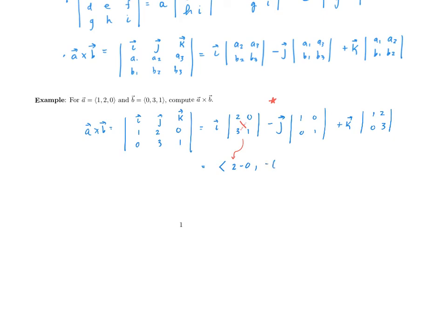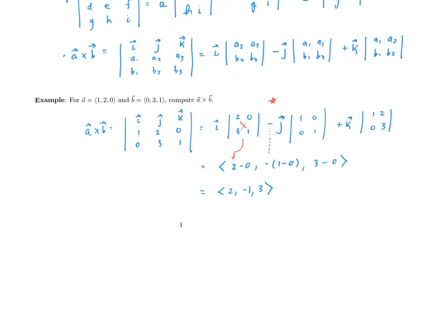In the middle component, we're going to have minus the quantity 1 minus 0, the minus sign coming from that minus in front of the J. And our third component from the K is going to be 3 minus 0. So we end up with the vector 2, minus 1, 3. And similar to the dot product, we see that coming up with the computation of what the cross product vector is is not necessarily difficult to do computationally. It certainly will feel tedious at times, but it doesn't have a high level of difficulty associated with it.